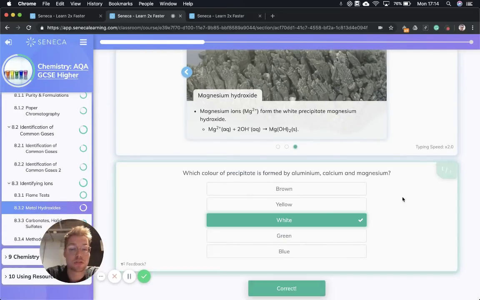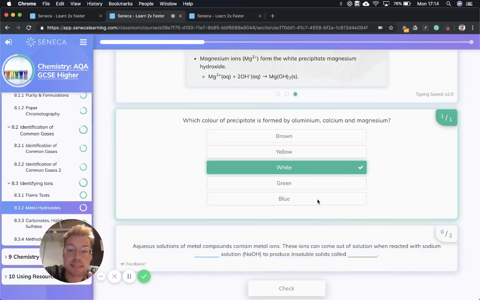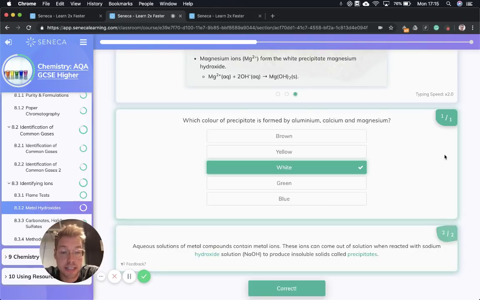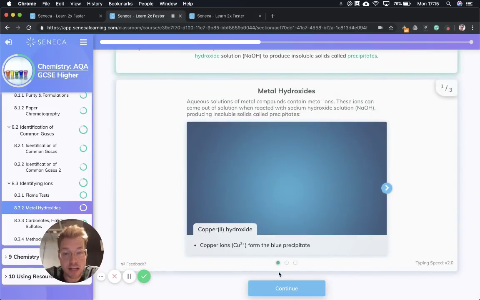Fantastic. So, next, let's fill in some gaps to consolidate our learning. Aqueous solutions of metal compounds contain metal ions. These ions can come out of solution when reacted with sodium hydroxide solution, and this produces insoluble solids called precipitates, okay? Love that.